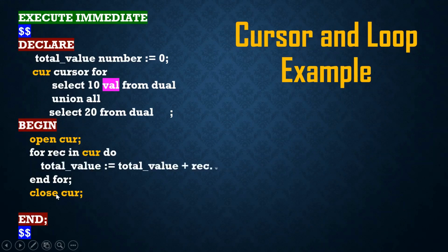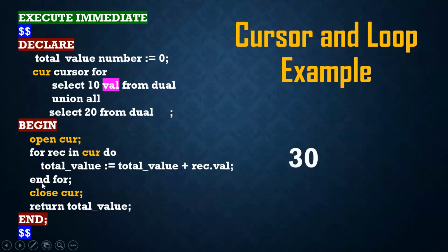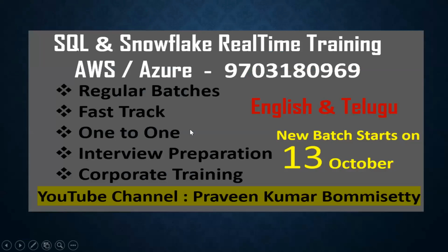Now the requirement is that I want to do 10 plus 20. So next, return the value. The output will be 30. By using this example, we understand the cursor concept: declaring the cursor, opening the cursor, looping the cursor, closing the cursor. If you understand this cursor concept, now we log into the Snowsight application and we'll do our procedure.